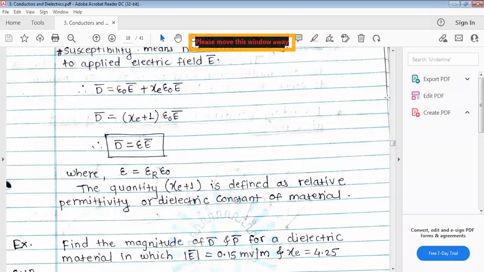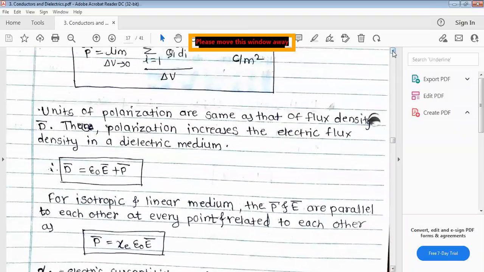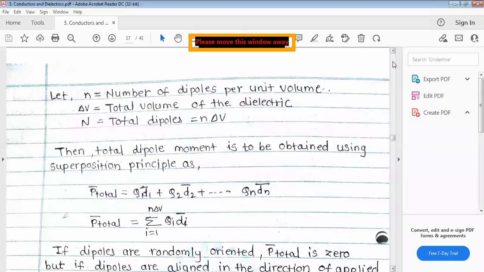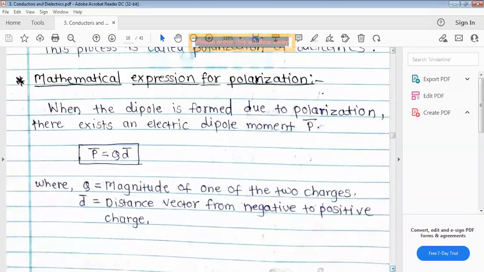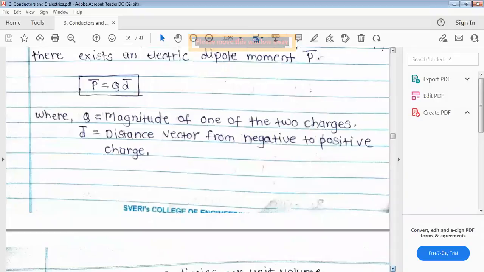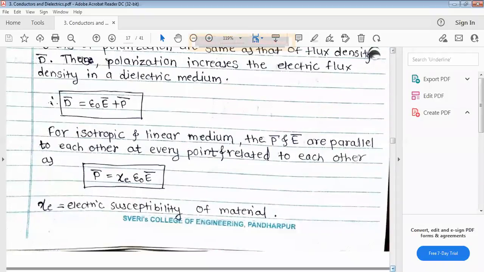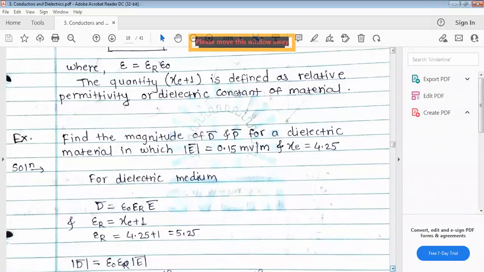If they ask the question, explain polarization, you have to write first what polarization is. And sometimes, if they ask you for the expression or equation for polarization, you have to explain this also. Now we'll see one example on this.